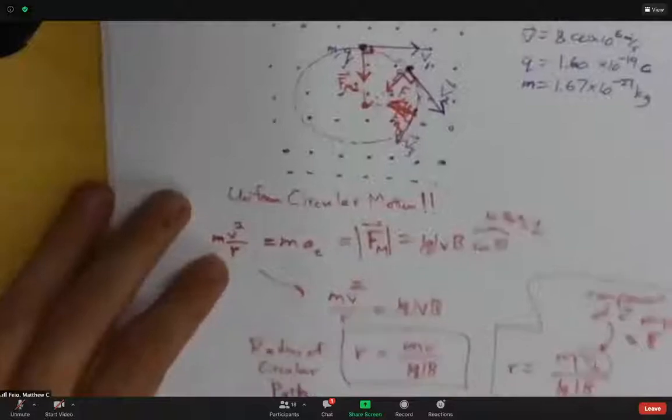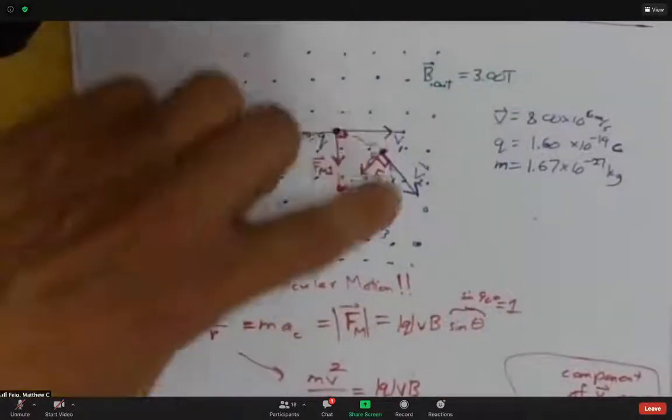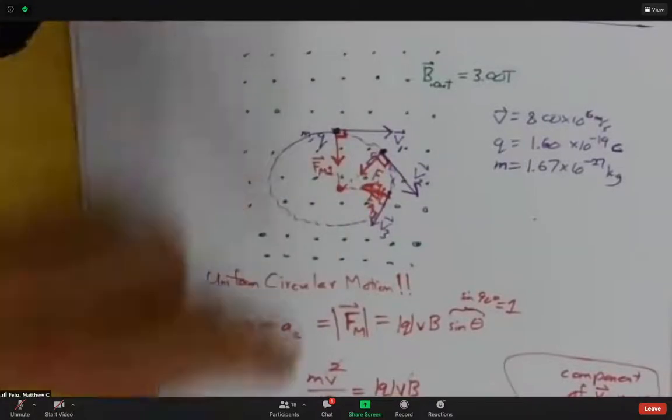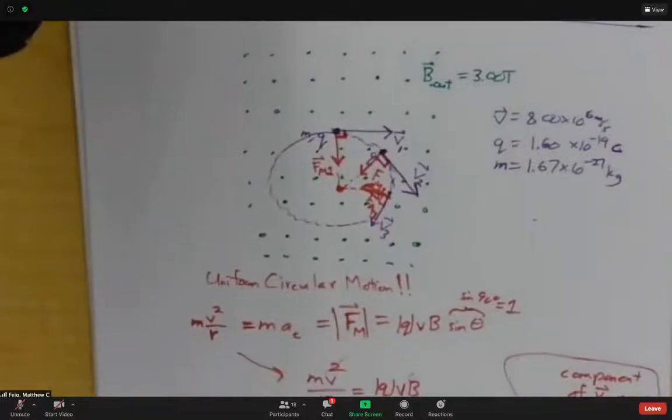What's another question you might want to answer? What's another thing you might be curious to know about this motion? How big is it? Well, we got kind of an answer here. What else might you be curious to know? How long is this circle? How long will it take you around the circle once? How many times do you go around the circle in a second? Tell me about time.